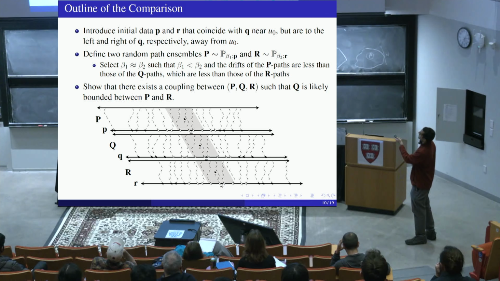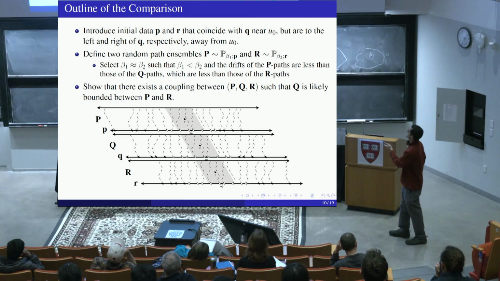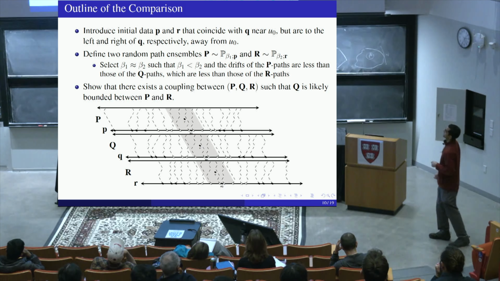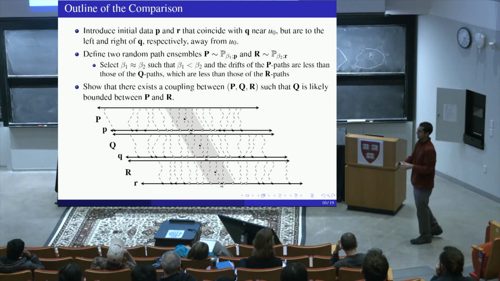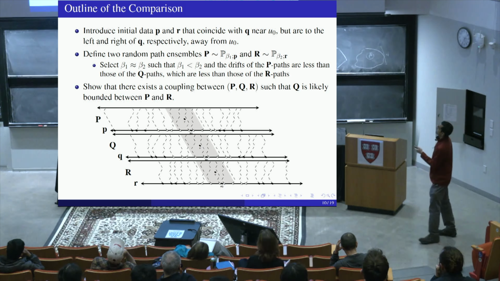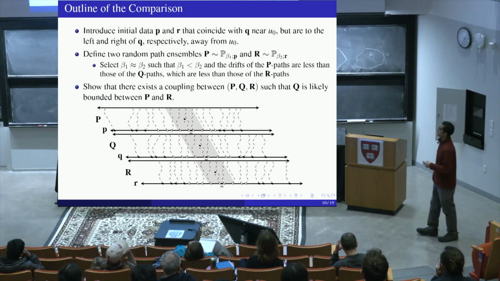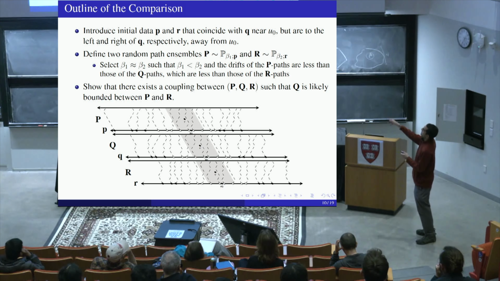As you can see, they match in the initial conditions given by these dots. They match in these white regions that are near U, and to the left and to the right of U, they'll be slightly shifted. P is going to be a little bit shifted to the left, and R is going to be a little bit shifted to the right. So I've taken my initial data, matched them near U, and shifted them a little bit to the left and right of U. And I'll define 2 numbers, beta 1 and beta 2, so that they're equal or approximately equal, but so that beta 1 is slightly less than beta 2.